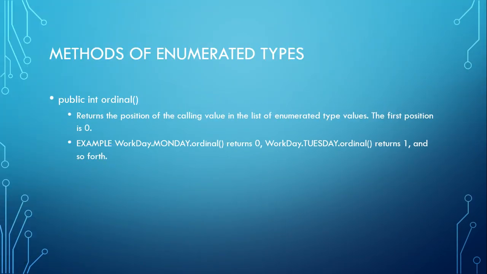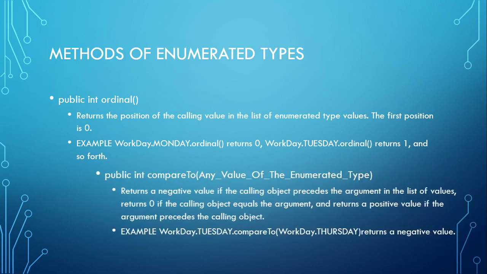Public int ordinal returns the position of the calling value in the list of enumerated type values. The first position is 0, so it's kind of treating it like an index. So the first position is 0, followed by 1, 2, 3, etc. That's why Workday.MONDAY.ordinal will return 0.